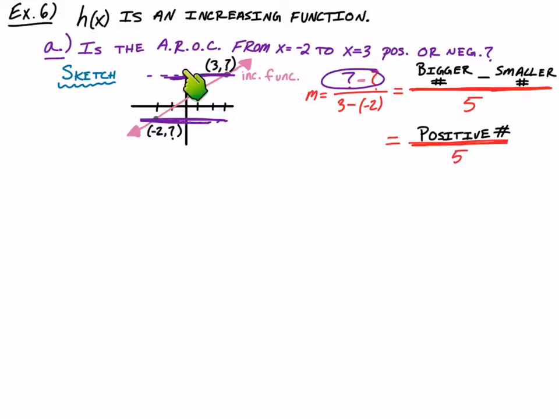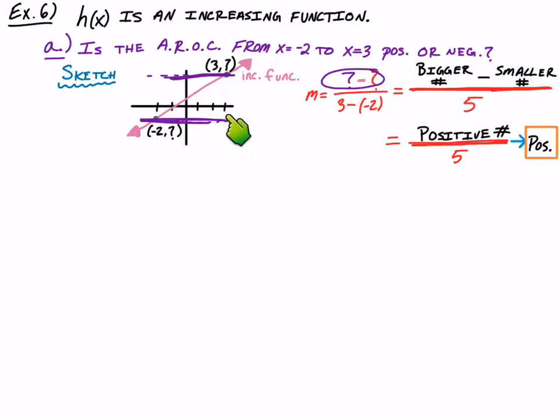So this question mark up here, this height, is a bigger number. Subtract away from it this question mark height, which is a smaller number. So we know we have a positive number on top. And what's any positive number divided by 5? Our answer is going to be positive. So do you have to do it like this? Do you have to think about it like this? No.